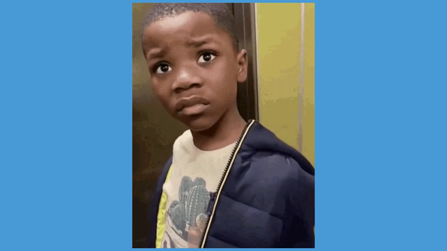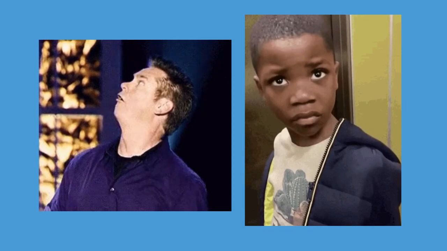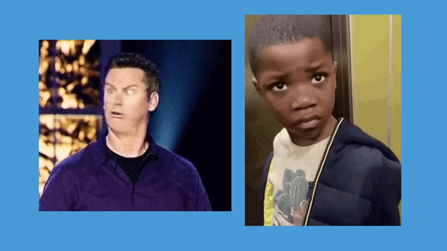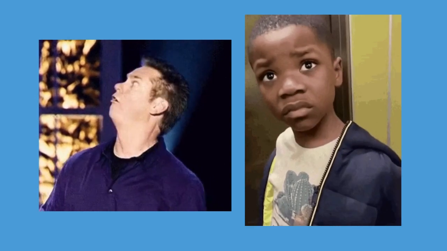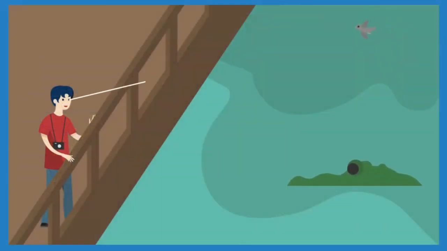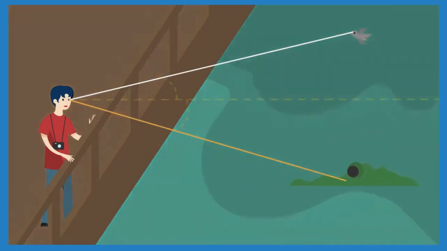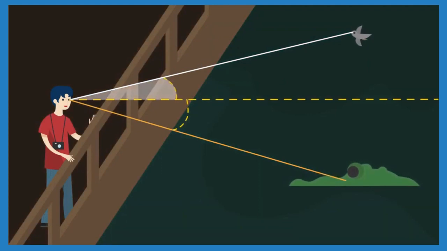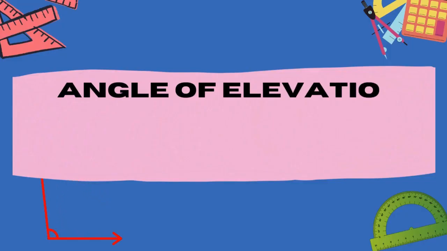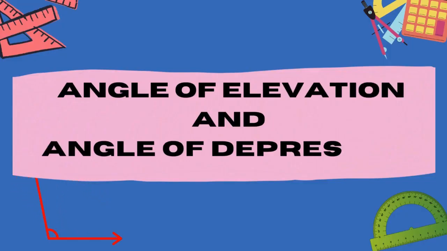Alright, so every day we tend to look at things around us, and sometimes we need to look up and sometimes we need to look down. Why do we need to look up and why do we need to look down? Have you tried thinking about that? We look up to see the things above us, and we look down to see the things below us. As we look up and as we look down, angles are formed. These angles are what we call angles of elevation and angles of depression.